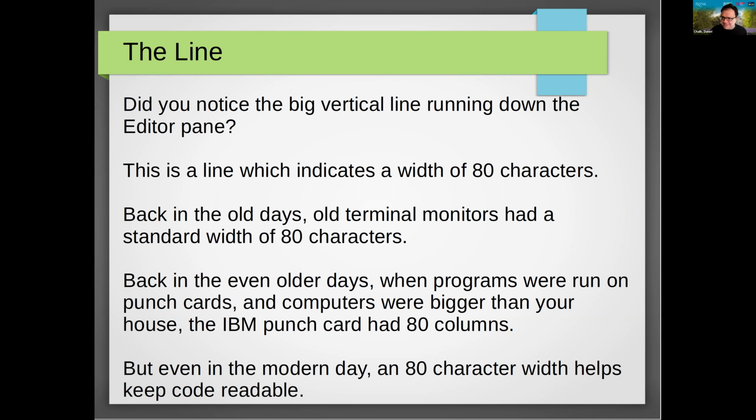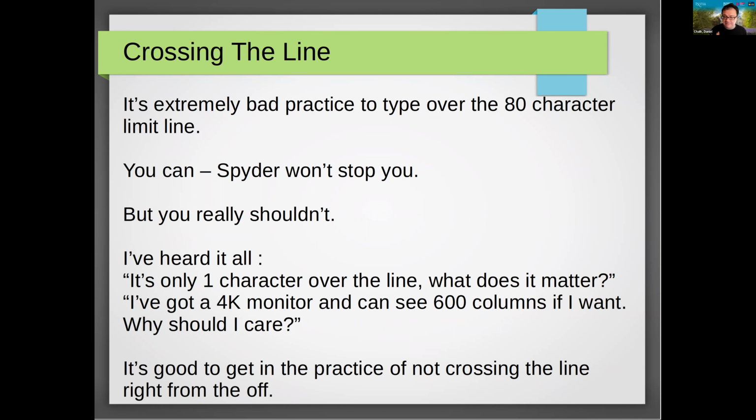Now, obviously, we don't use terminal monitors and punch cards these days. But even in the modern day, it's actually really good practice to use an 80 character width for your code. And the reason for that is it keeps your code readable. And there's a real danger if you don't do that, that you can end up with really long lines of code that make it very difficult for people to follow and read. And it is really, really bad practice to cross that line. So that line reminds you, don't cross this. Now, Spyder will let you, as all IDEs will, it won't stop you doing that. You can write beyond the line. It's there to make you feel guilty, basically, because it'll make your code look horrible because it's got a big line through it. So you can do it, but you really, really shouldn't.